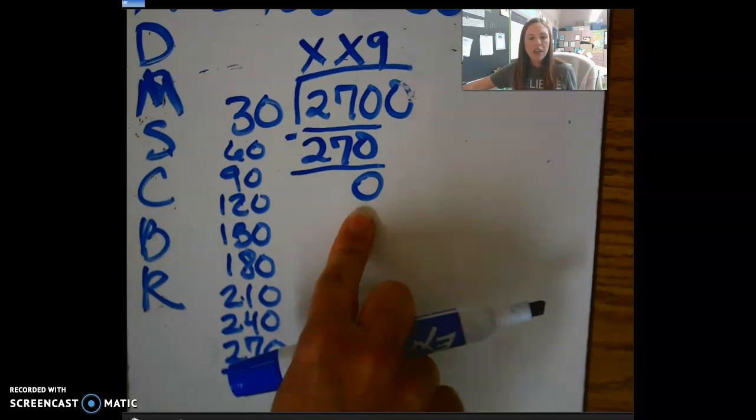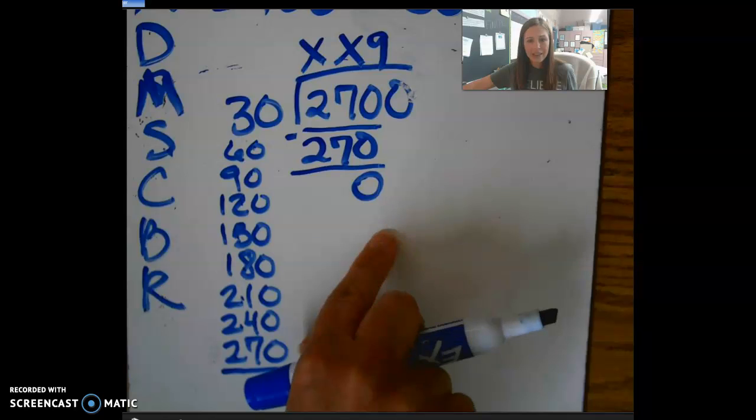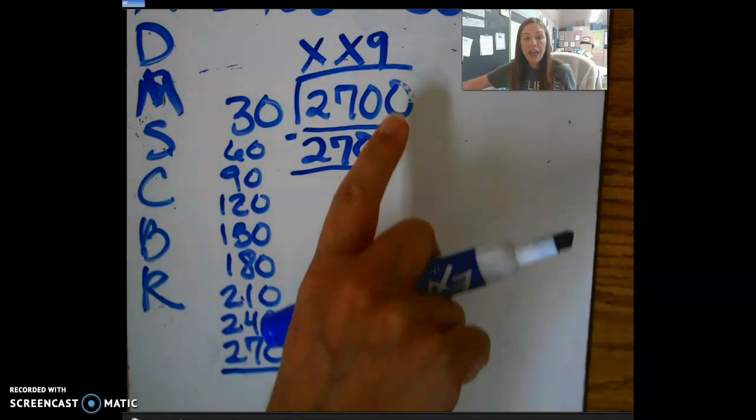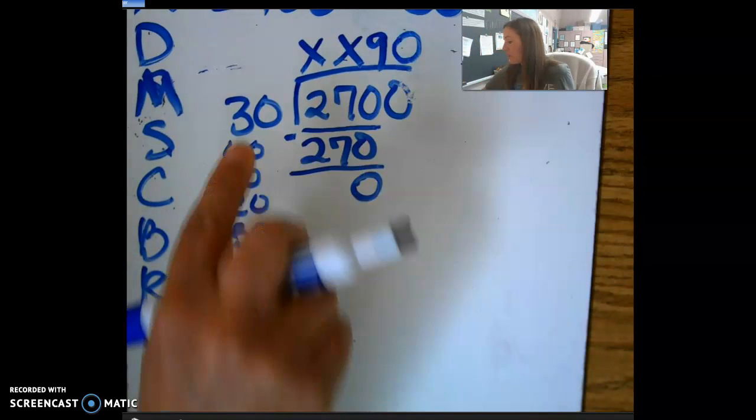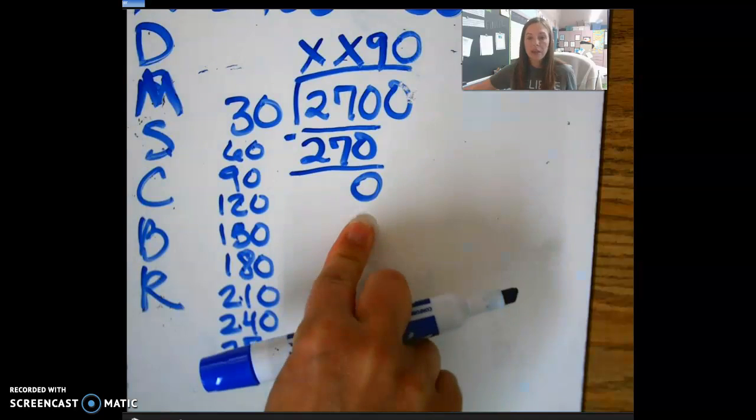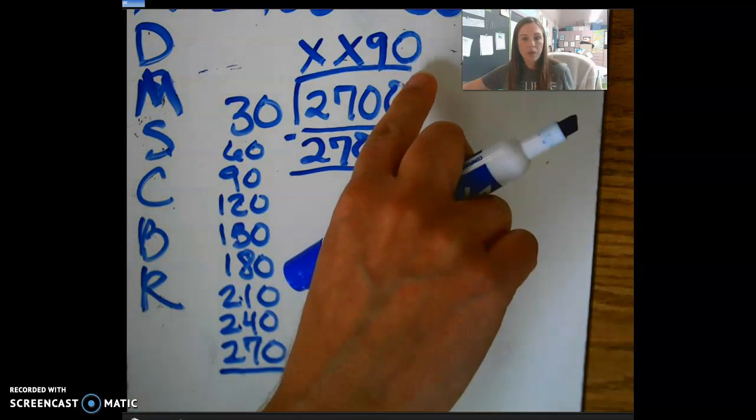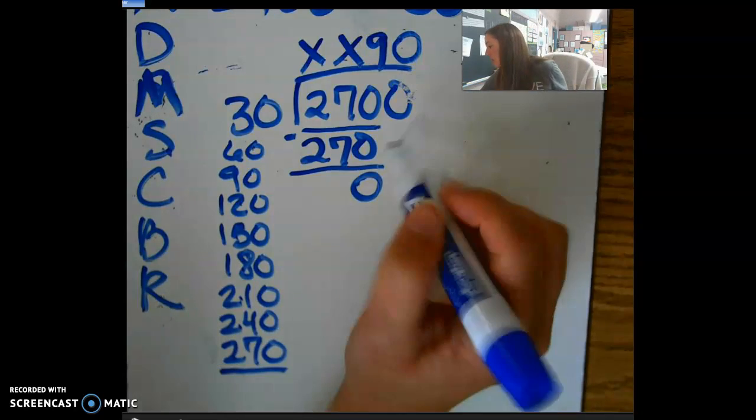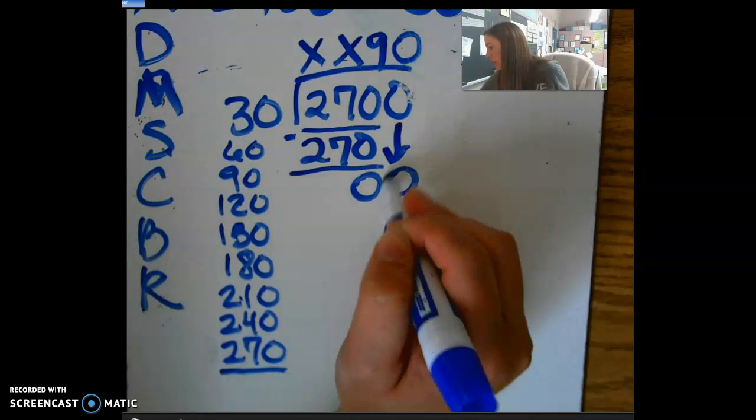Can I divide 30 into 0? Well, I can't, but that doesn't mean I leave this blank. What that means is I need to put a 0 here. If 30 cannot go into 0, it goes in 0 times. Okay, so my 0 goes over, and I have to go back because I missed a few steps, and I apologize.